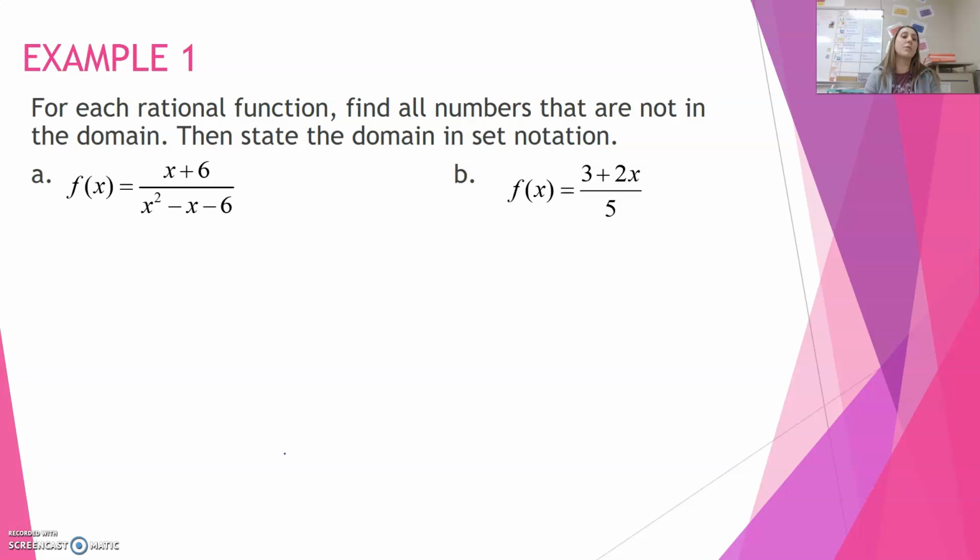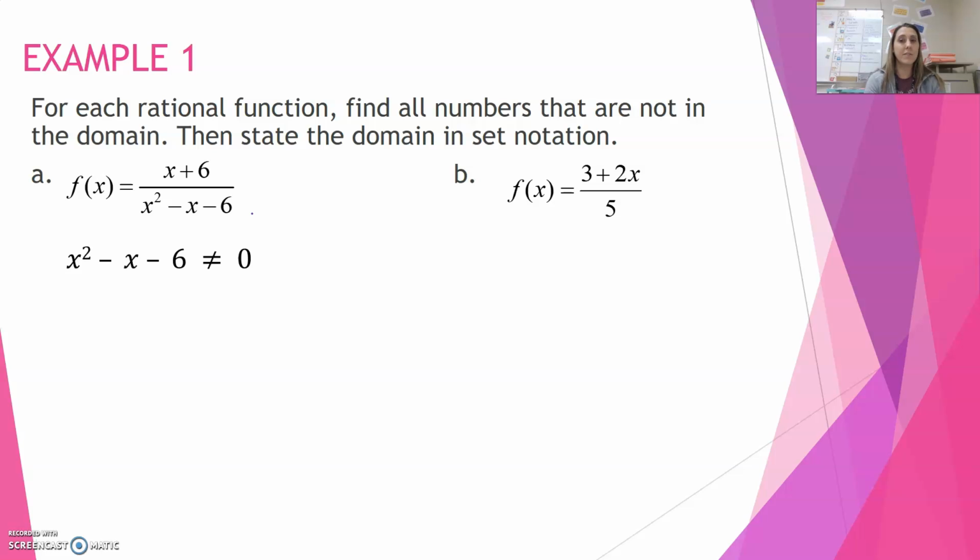So we're going to go through this example. The first step is that we don't really need to worry about the numerator right now when we're just talking about the domain. The domain goes with the denominator. So first we set this denominator not equal to 0: x squared minus x minus 6 is not equal to 0.